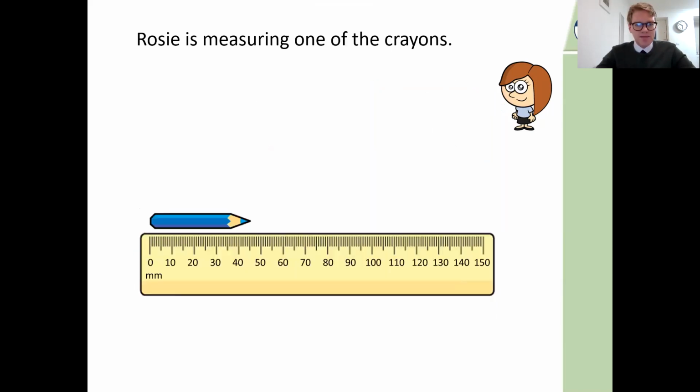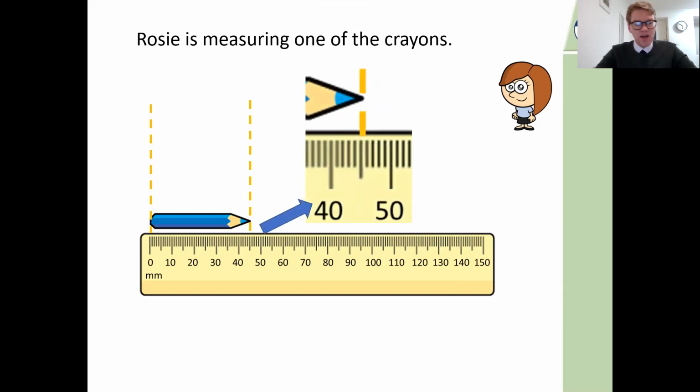Rosie is measuring again, and this time she's measuring one of her crayons. Starts at 0. Now, what measurement do you think that is? It's more than 40, but it hasn't yet got to 50. It looks about halfway between 40 and 50, doesn't it? So what are we going to call that then? What number is halfway between 40 and 50? It's 45, isn't it? So in this case, we've got a crayon that's 45 millimeters long.